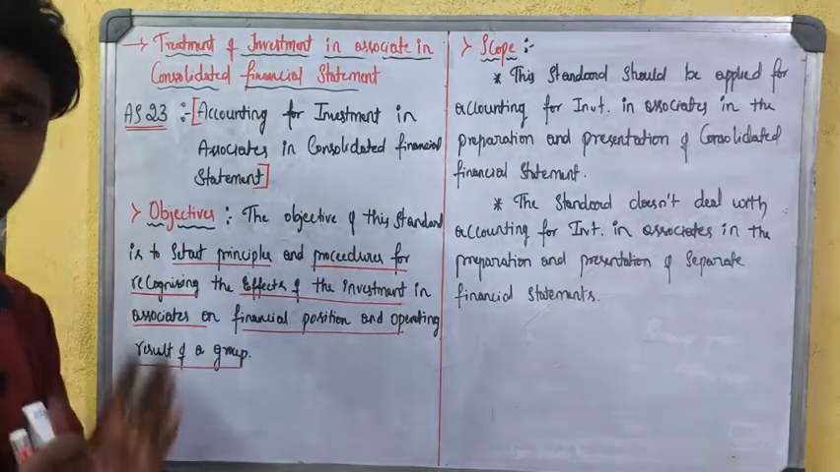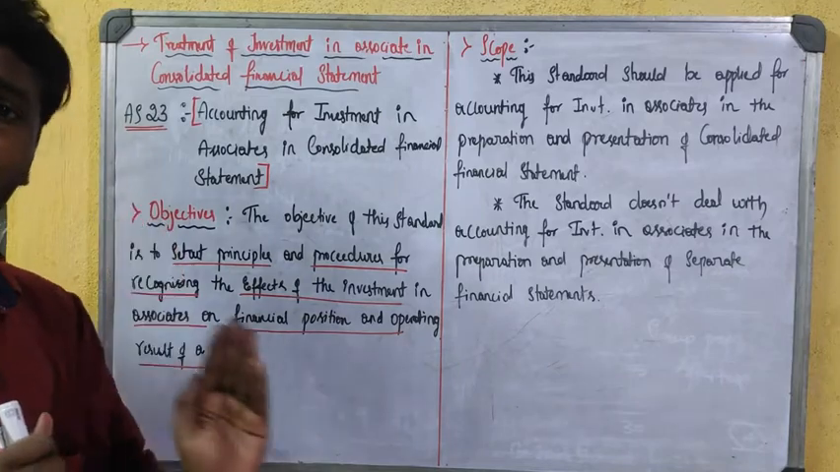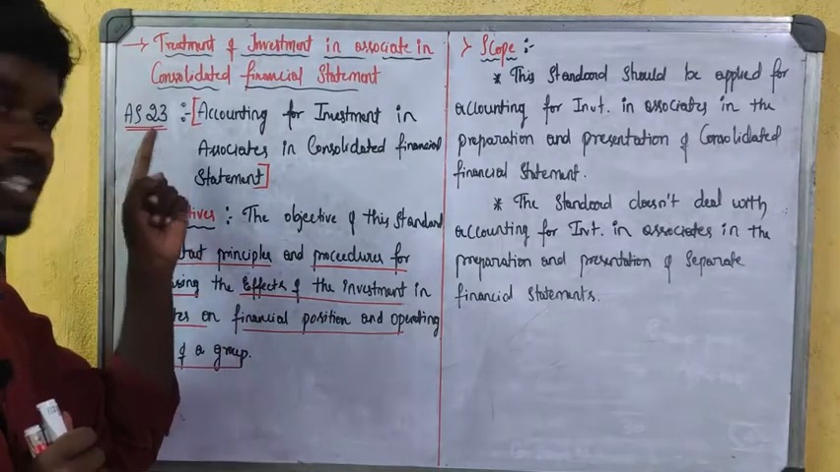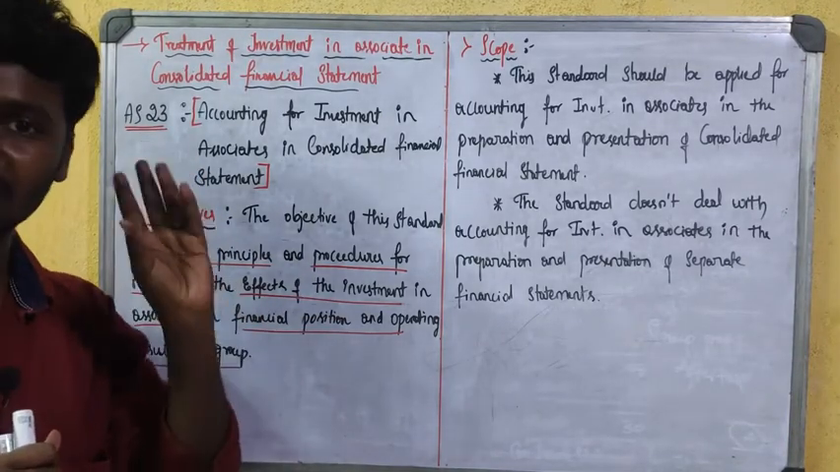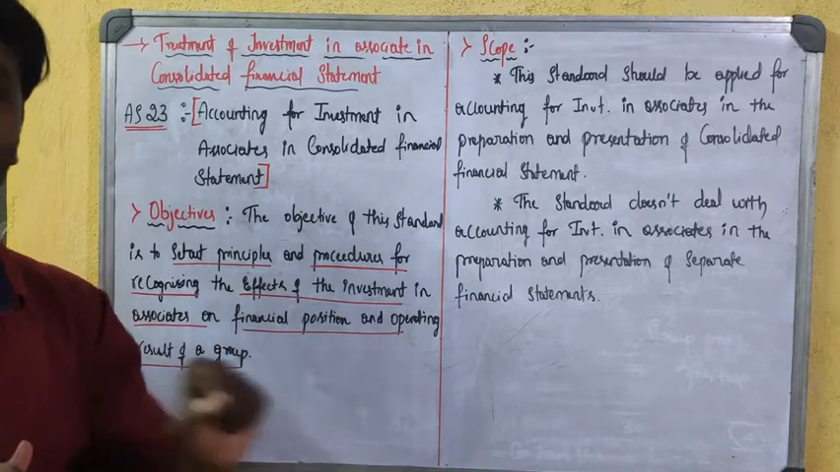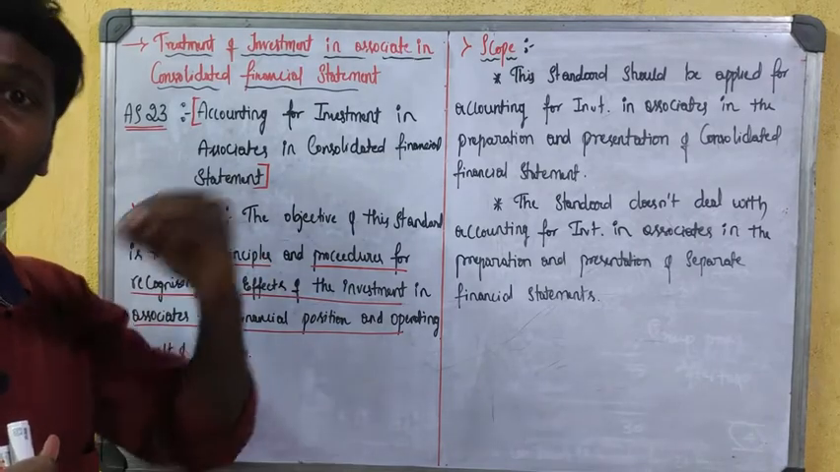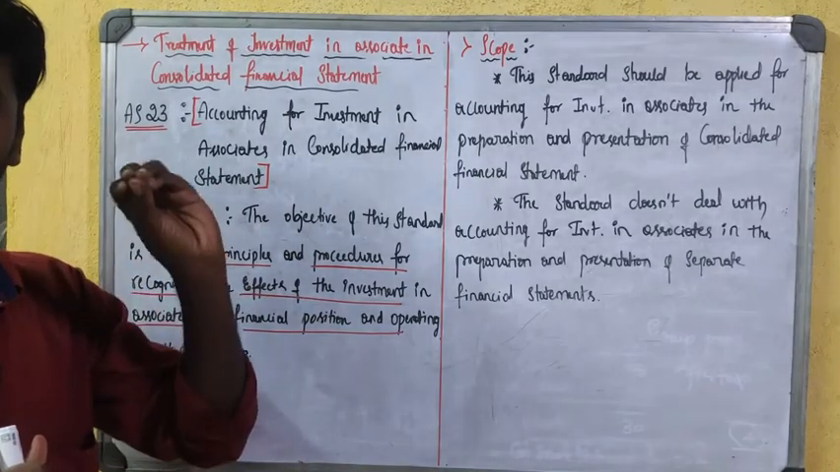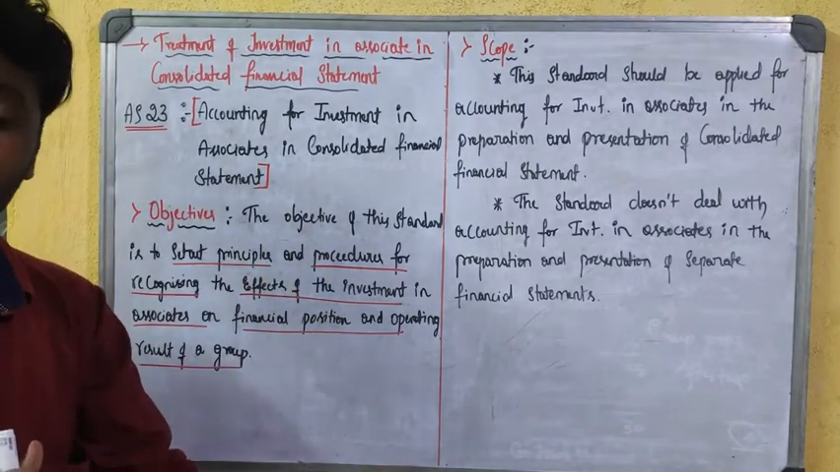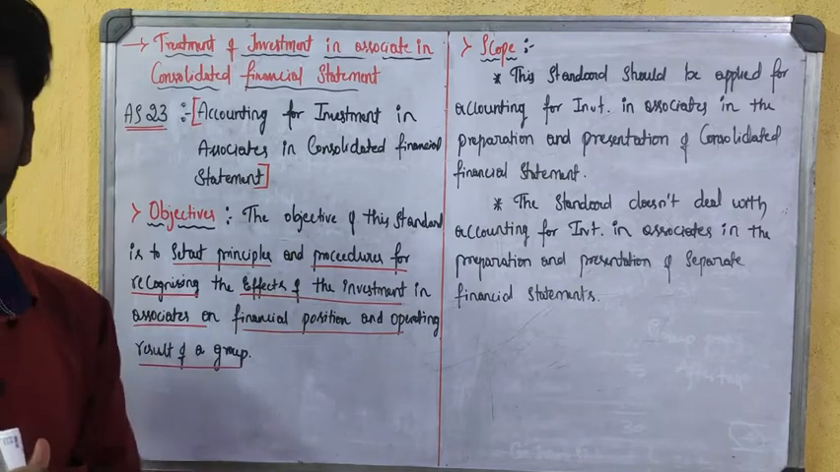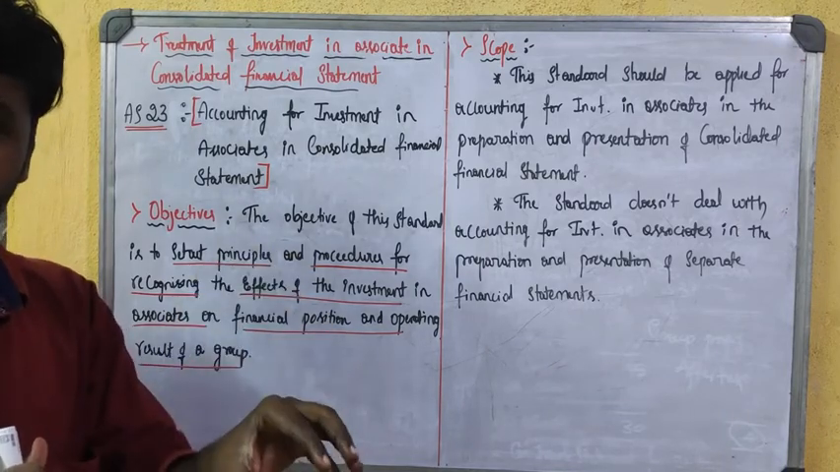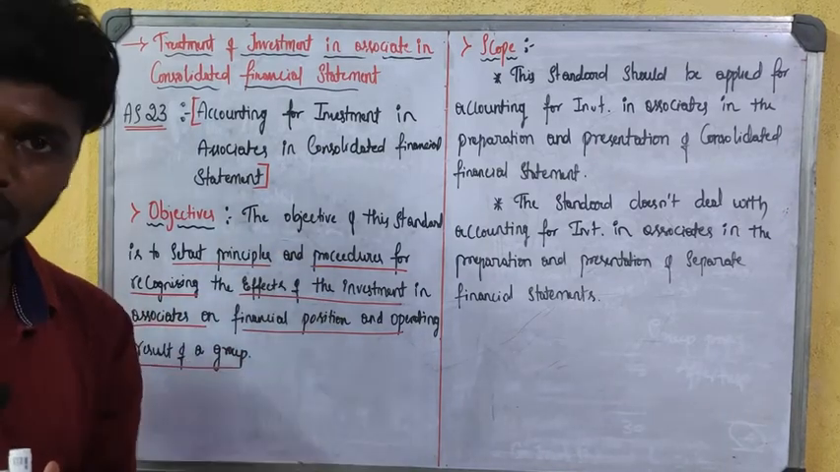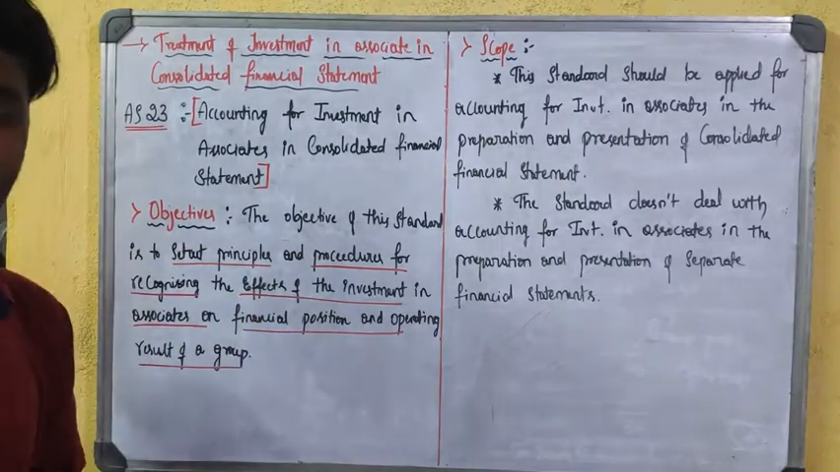So this is the major objective. The major objective is to implement this accounting standard in order to identify the effect of the investment in the associate. So how that investment will affect the business organization, that is how the investment will affect the financial position of the business organization in a group. Group in the sense including holding and subsidiary company. So that is the major objective.